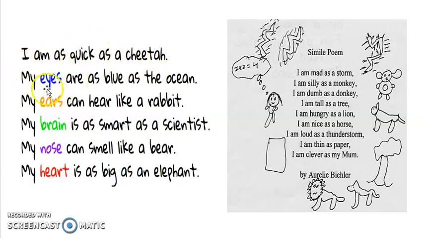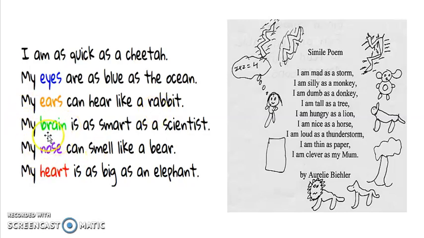Again, my eyes, okay, my eyes is the object. What color are they? They are blue. So any object that is blue in color, she has chosen ocean. You can choose even the sky. My ears, she has again chosen an object, my ears. She has taken a quality of hearing, and she has chosen rabbit because rabbits have good hearing. You can also use any other animal who is good at hearing.